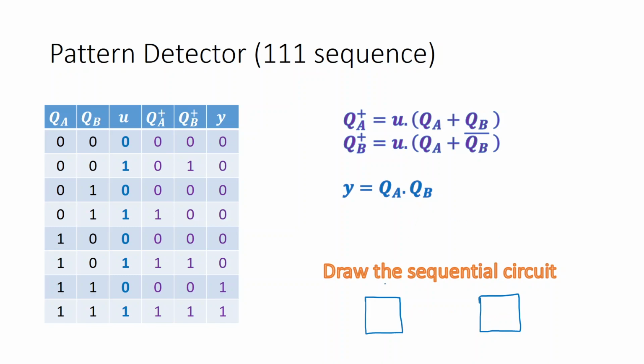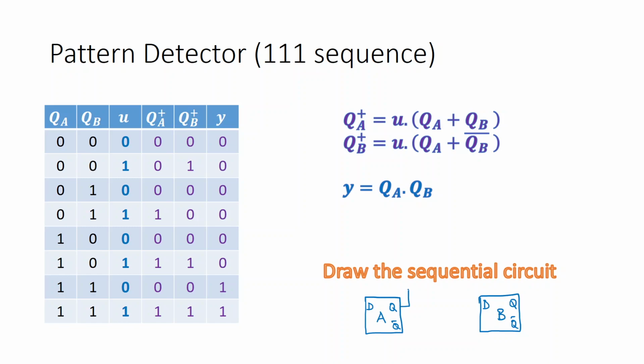Now you start to draw. So I am drawing D flip-flops. So this is flip-flop number A, Q bar. This is flip-flop number B, Q bar. So what is your QA plus? It is U and QA plus QB.